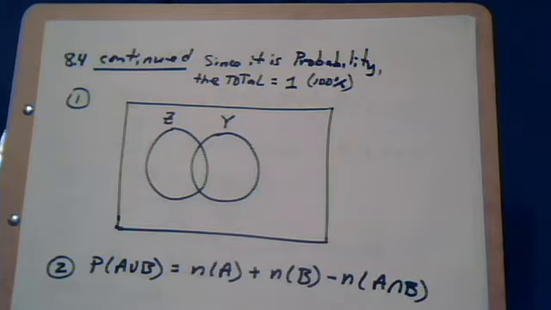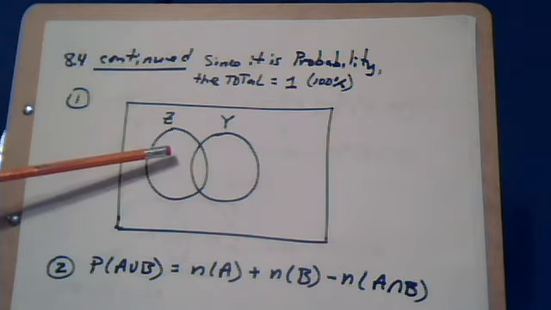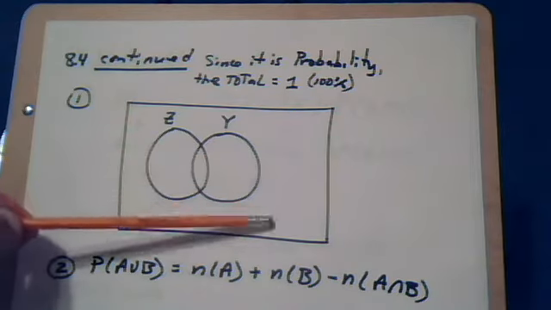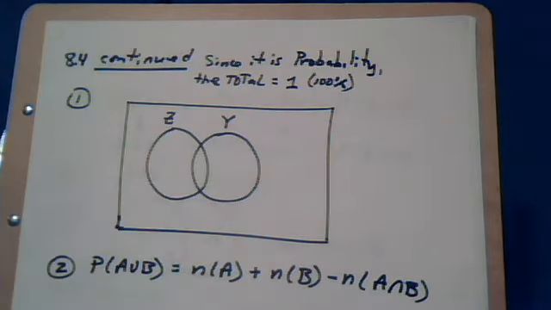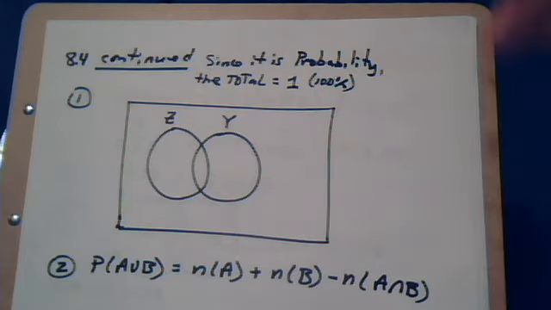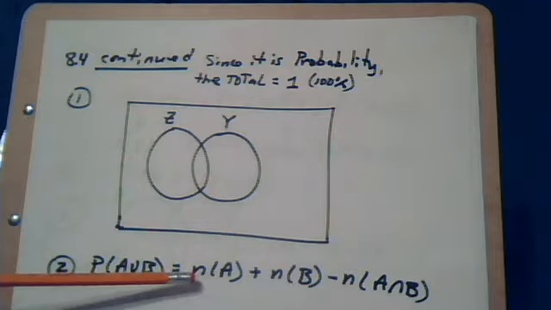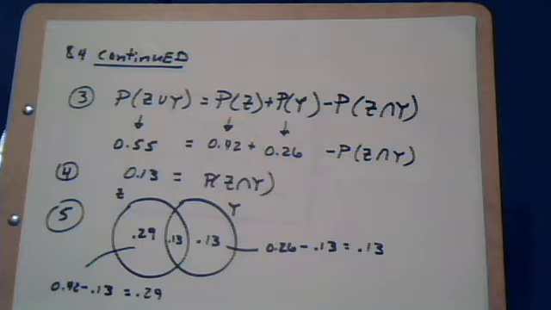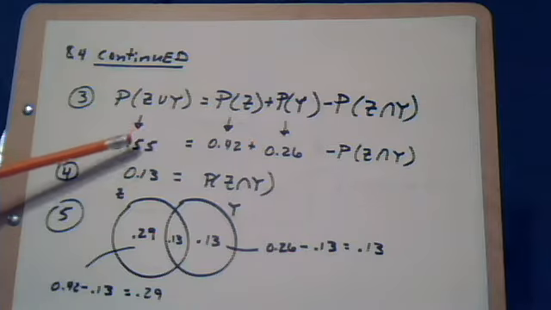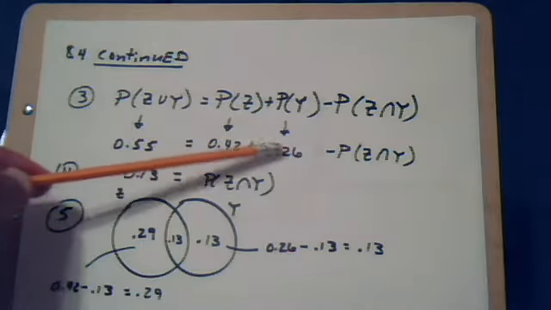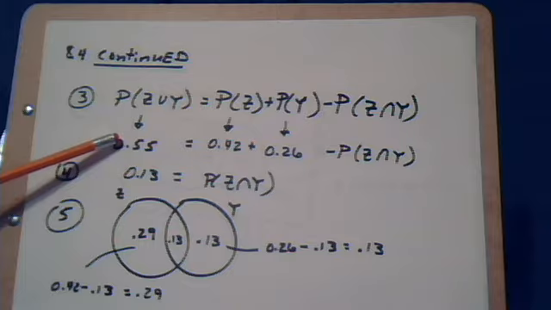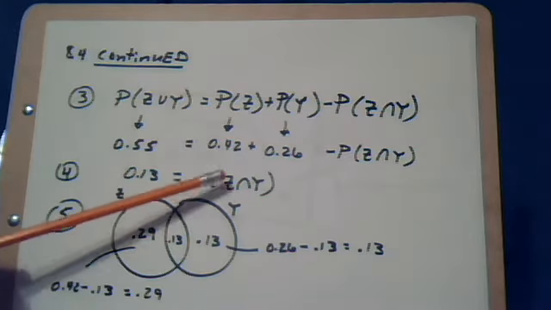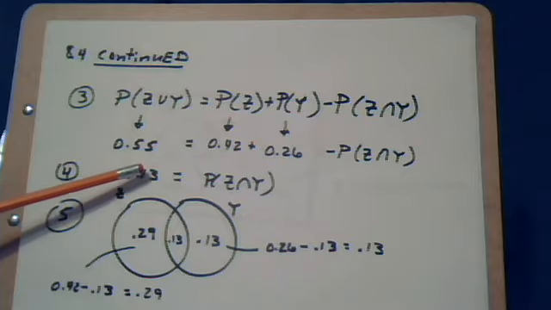So here's our Venn diagram, and what we need to do is fill it in with probabilities for each of the regions. We need a probability for this region, this region, this region, and this region. Start off with this probability formula, and plug in what you know first. Notice instead of A's and B's, they're using Z's and Y's. They give us this information at the beginning of the problem. This is the one that's missing. So take these two numbers over to the other side. And now we know that the probability of Z and Y equals 0.13.